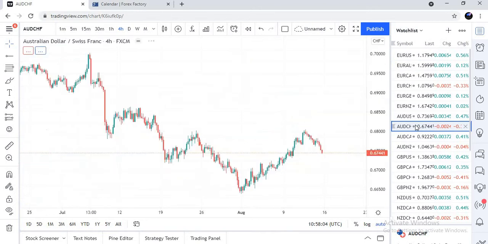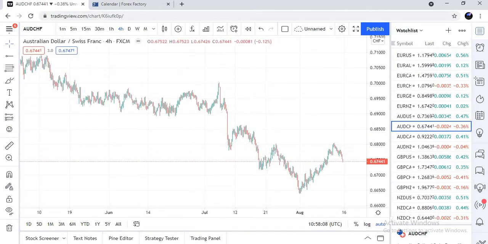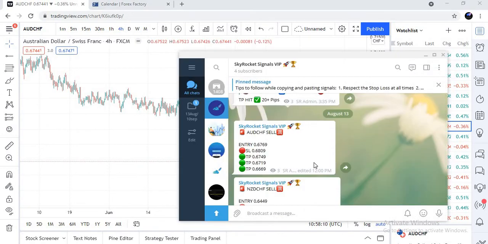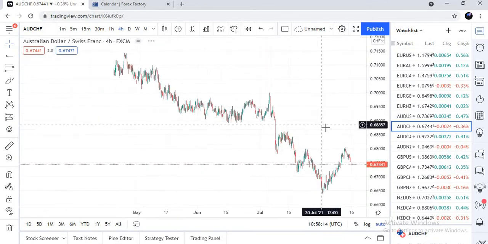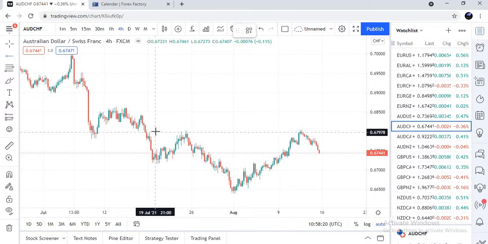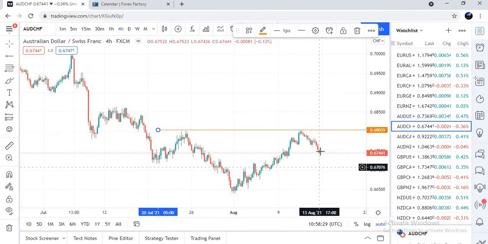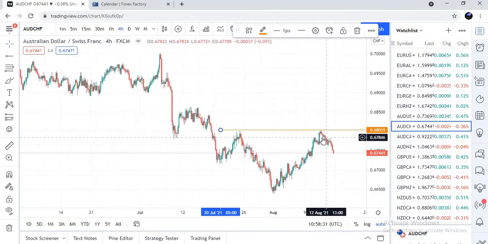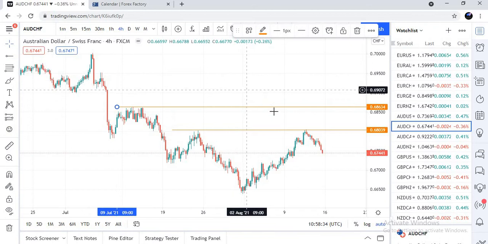AUD CHF. And we sent out a sell signal for this pair. This pair was analyzed on my phone. I didn't analyze the pair on my system. I just checked it out on the phone, and this was the level I used to trade this pair. As you can see, it looks like a boom and crash movement. I don't know who amongst you trade all those volatility pairs.